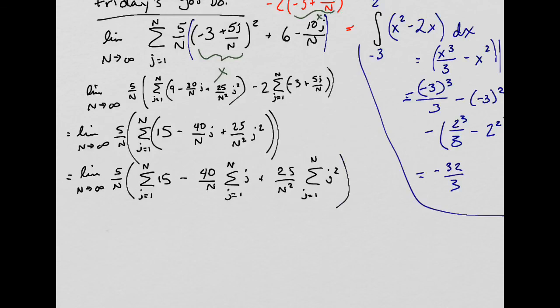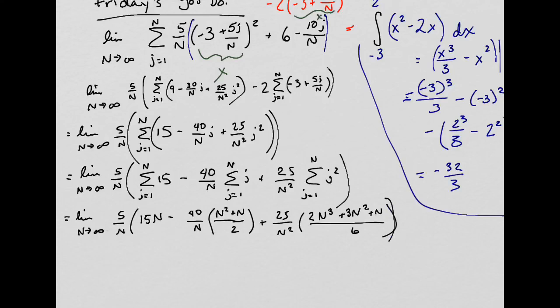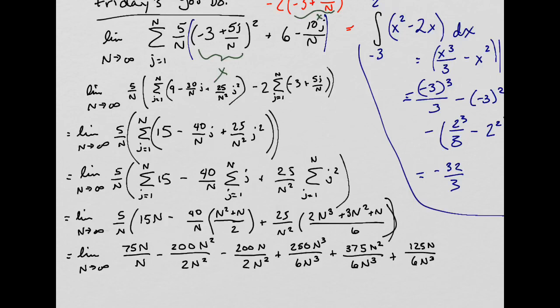And then I'm going to apply the power sums to the 15, the j, and the j squared. So here are the power sums. So the sum of 15 up to n is 15n. With the j, you have n squared plus n over 2. And with j squared, you have 2n cubed plus 3n squared plus n over 6. And then I'm going to distribute this and put them in individual terms. So when these are distributed into individual terms, then we end up with 1 guy, 2, and 3, where you have n over n, n squared over n squared, and n cubed over n cubed.